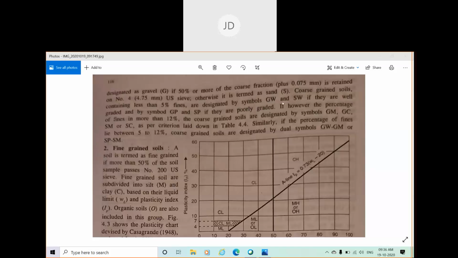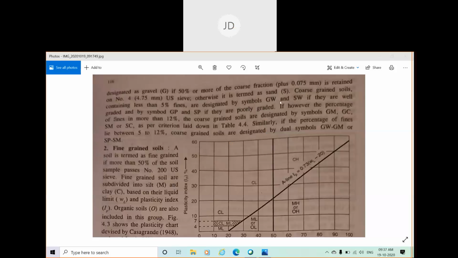Now if from the sieve analysis the soil comes out as well graded, then we have to designate it as W. And if the soil is poorly graded, then we have to designate it with P. Then it comes as GP or SP. That means poorly graded gravel or poorly graded sand. If they are poorly graded, simple as that.